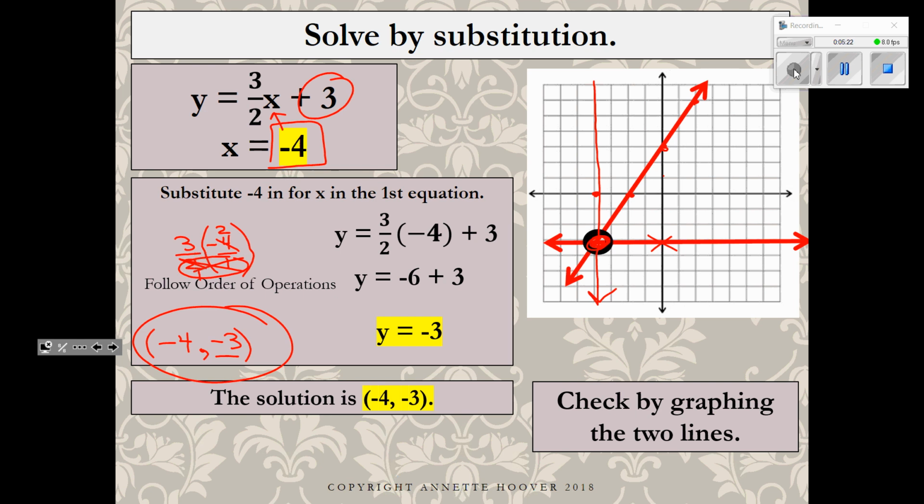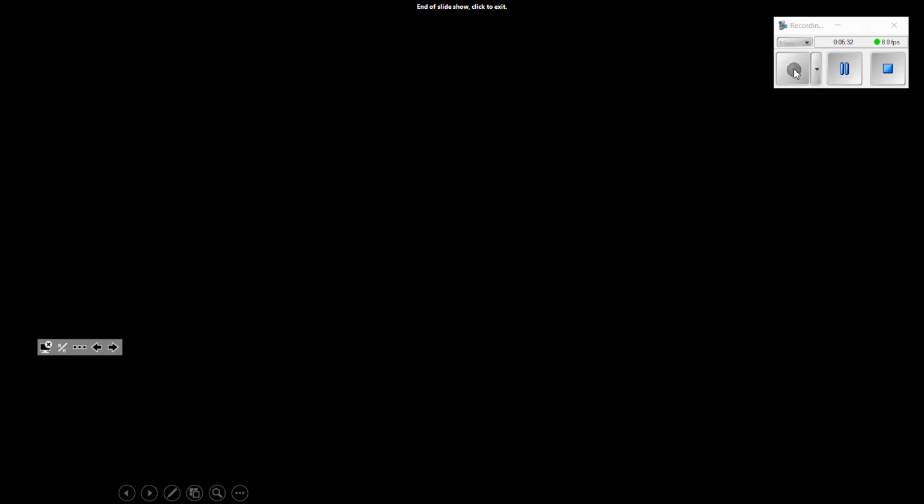Sorry about that line not being in the right place. When it says x is equal to -4, you go to -4 on the x-axis, and the line goes in the opposite direction. But either way, the lines do cross at (-4, -3). Solving systems by substitution.